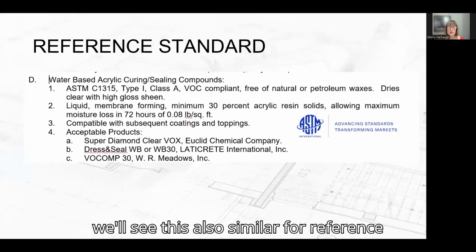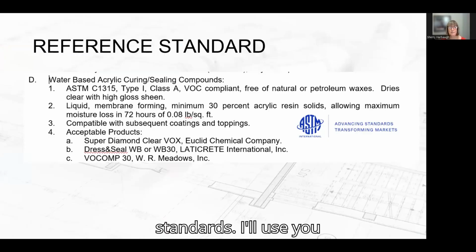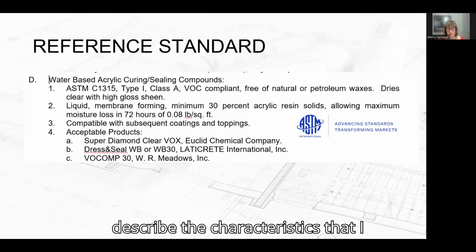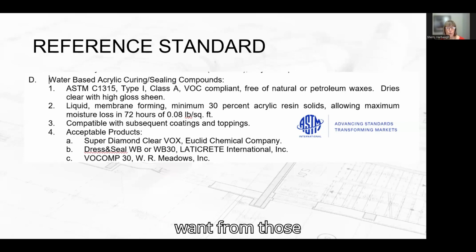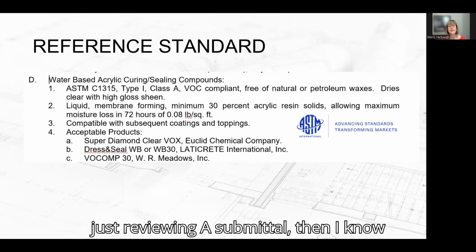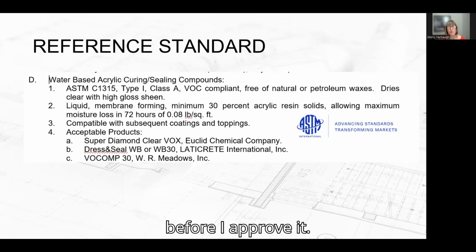And we'll see this also similar for reference standards. I'll use ASTM C1316 in this example. I'll use that and then continue to describe the characteristics that I want from those standards so that if I'm looking at a substitution or just reviewing a submittal, then I know what I'm looking for in the submittal before I approve it.